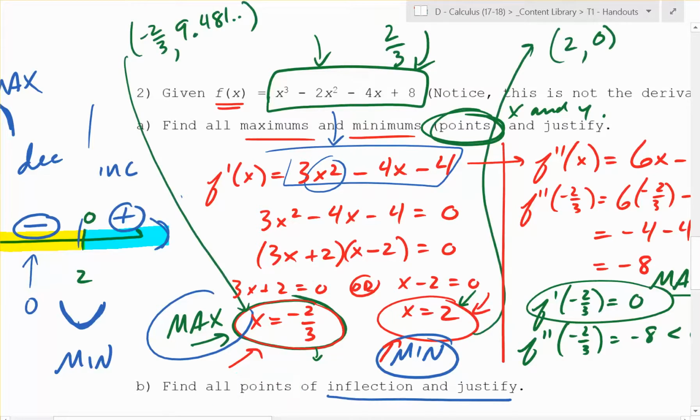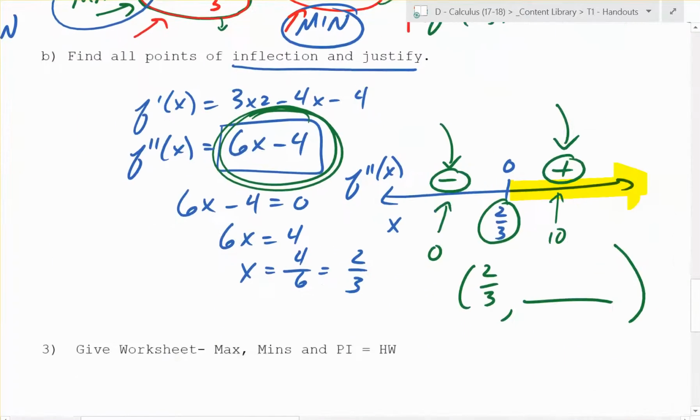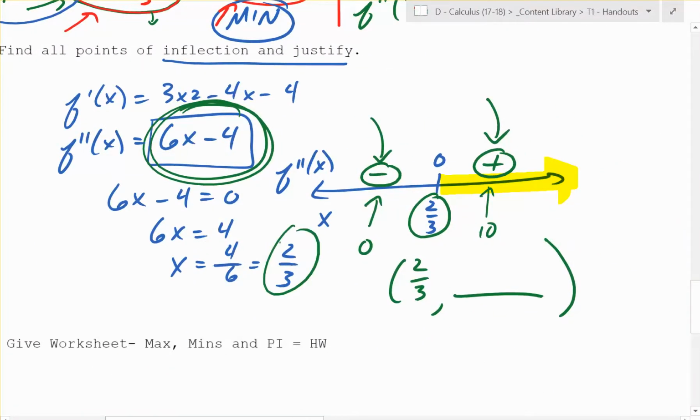So in terms of these points, when x is negative 2/3, y is 9.481. And when x is 2, that comes out to be 0, which is totally possible. And down here, when you plug in 2/3 into the function, you end up with 4.747. So up until that point, you didn't really need a calculator.